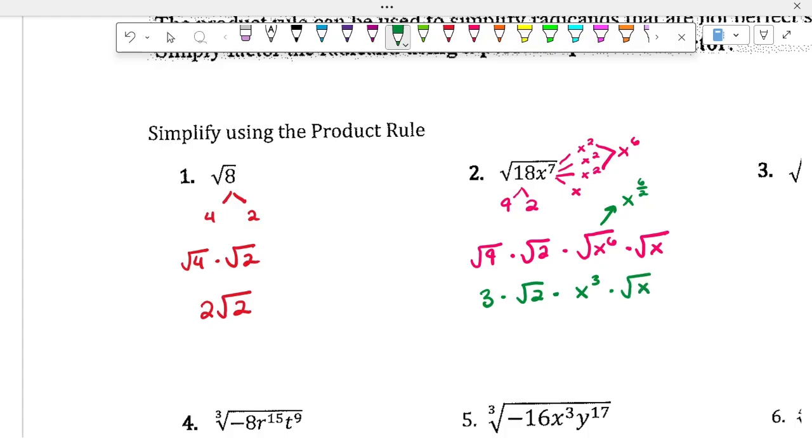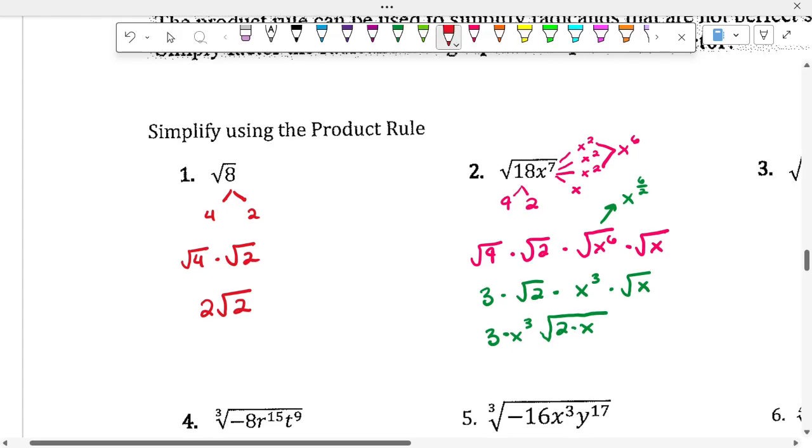Now I'm going to reorganize it so that my non-radicals are with my non-radicals and my radicals are with my radicals. So this will be 3 times x cubed times the square root of 2 times x. I'm going to combine the square roots again. So my answer is what?